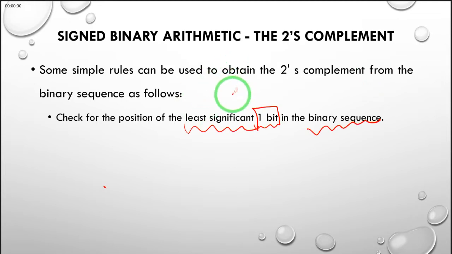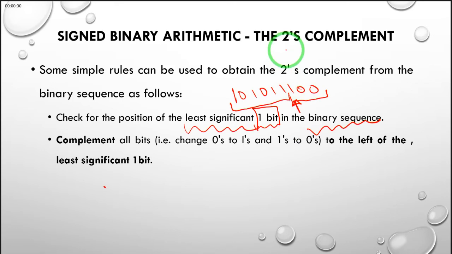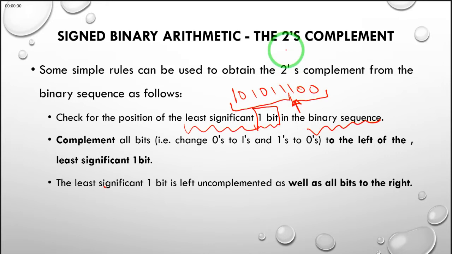So for instance, we are given 10101111, or I think I would rather have some zeros there. If you are given such a number and you want to obtain its 2's complement, the least significant 1 bit is this one. So you leave this uncomplemented, and then you complement all the others. You complement all these others, and that way you obtain the 2's complement. That is what we are saying here: you complement all the bits to the left of the least significant 1 bit. Therefore, zeros become ones and ones become zeros, and then the least significant 1 bit itself is left uncomplemented, as well as all the bits to the right.